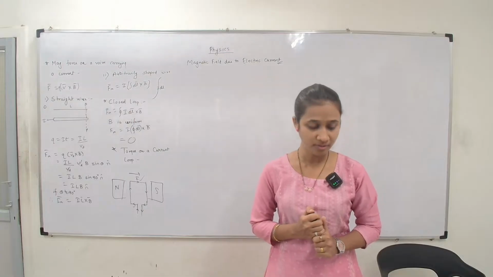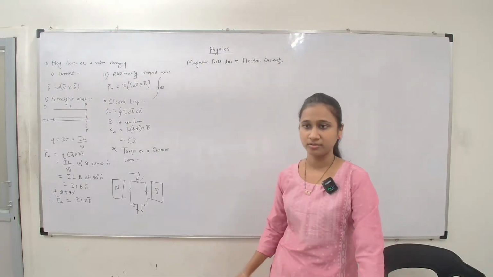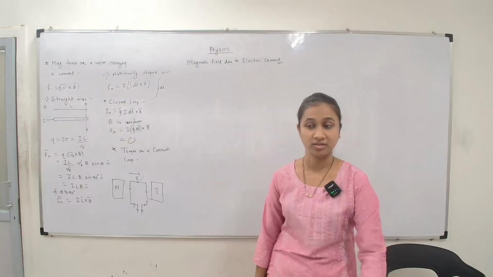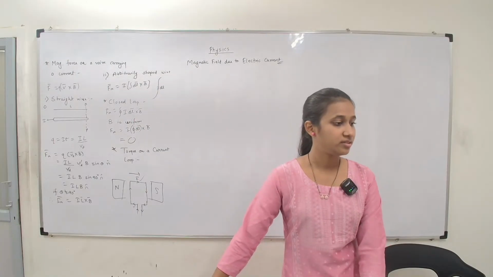F2 and F4. Now see. For F4 you have I into L into B into sine of 90 minus theta, because theta is not constant, it is rotating. So this is equation 10.21.